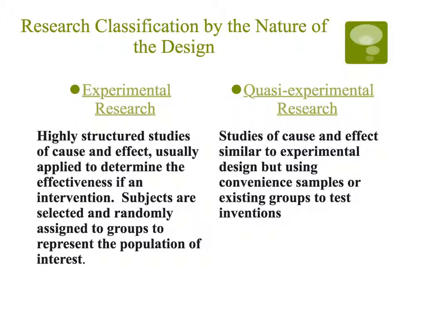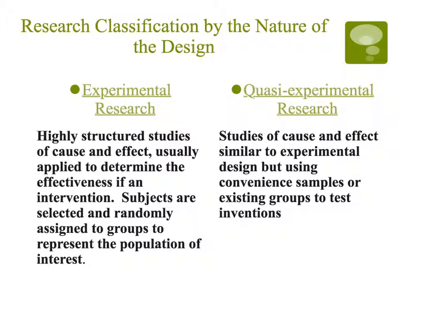So experimental research is highly structured studies of cause and effect. It's usually applied to determine the effectiveness of an intervention. Subjects are selected and randomly assigned to groups that represent the population of interest. Whereas quasi-experimental studies mimic experimental designs in most ways except for the selection and assignment of subjects. Such studies often use convenient sampling or existing groups to test interventions.